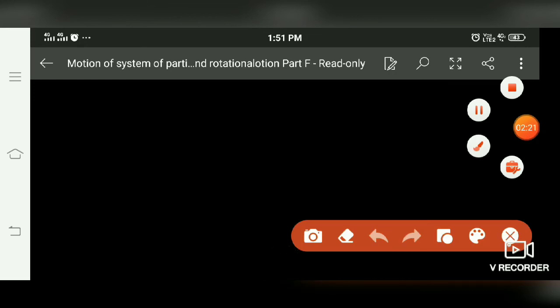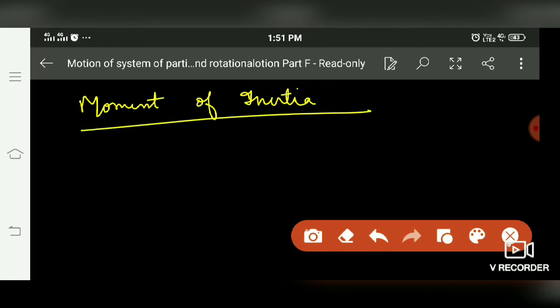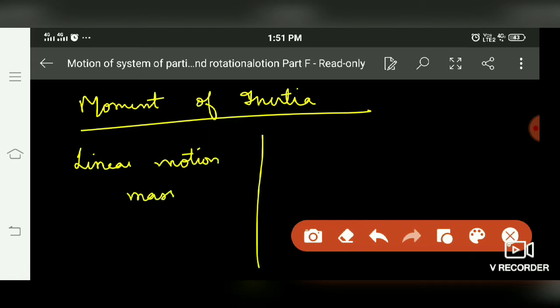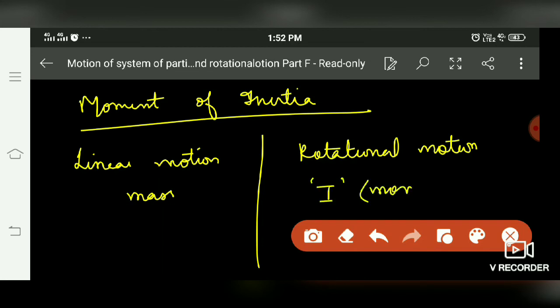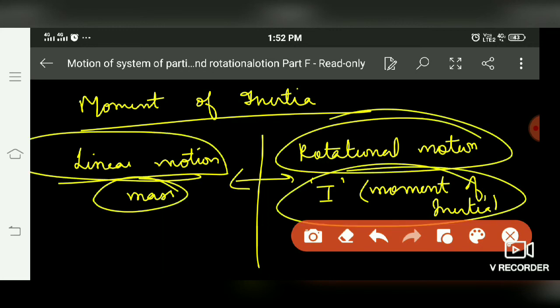Next term is, now before going to that, we will do moment of inertia. Now what does this term mean, moment of inertia? Just as in linear motion we have mass, in rotational motion, instead of mass we have a term called I, moment of inertia. These two terms are analogous to each other, meaning in linear motion mass, and in rotational motion moment of inertia, both play the same role.